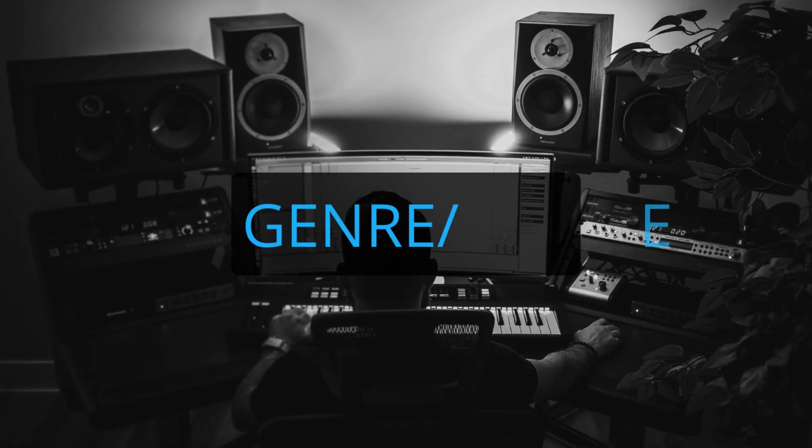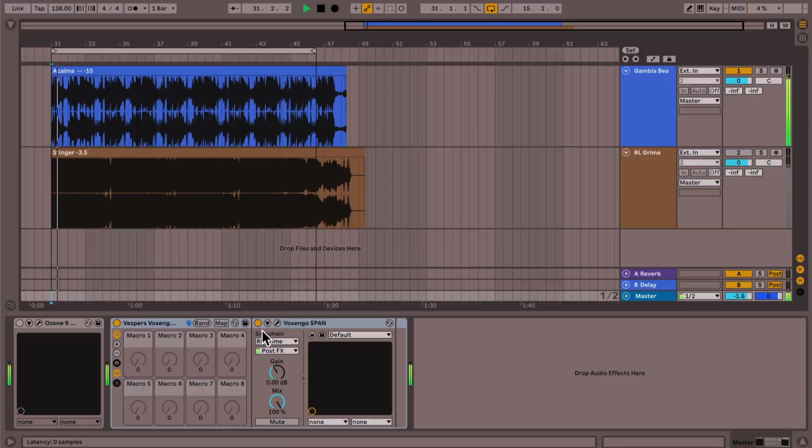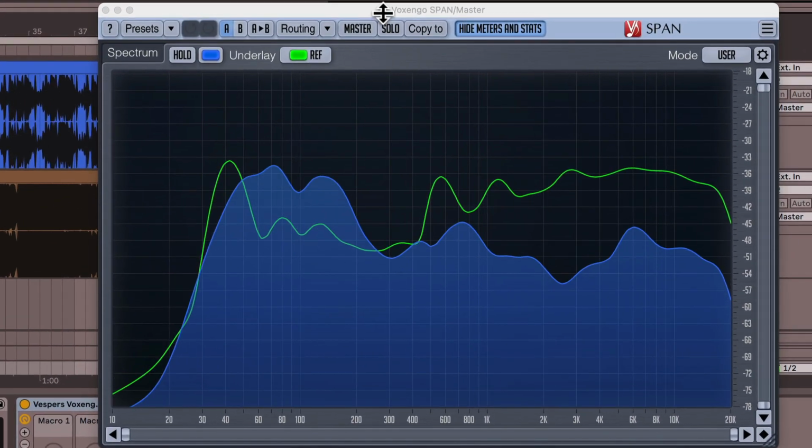Now let's move on to genre and era. This goes without saying, but keeping your refs to the same genre or subgenre makes a huge difference. For example, the frequency curve of a lo-fi hip-hop song actually should be quite different from a festival trap song, even when you adjust for loudness differences. For example, here's the EQ curve of Calma by Gambia Beats compared to Stinger by R.O. Grime.